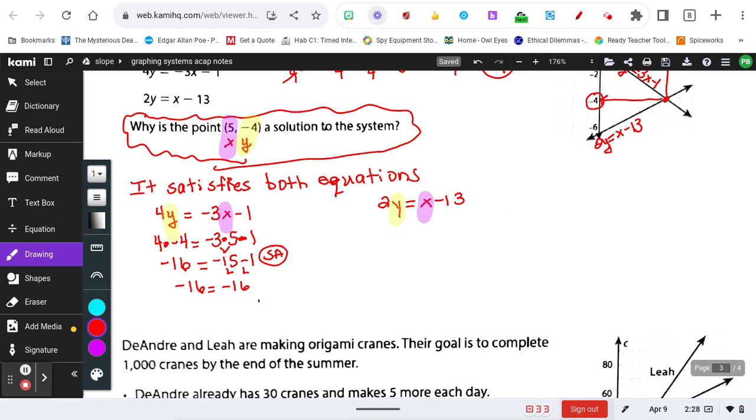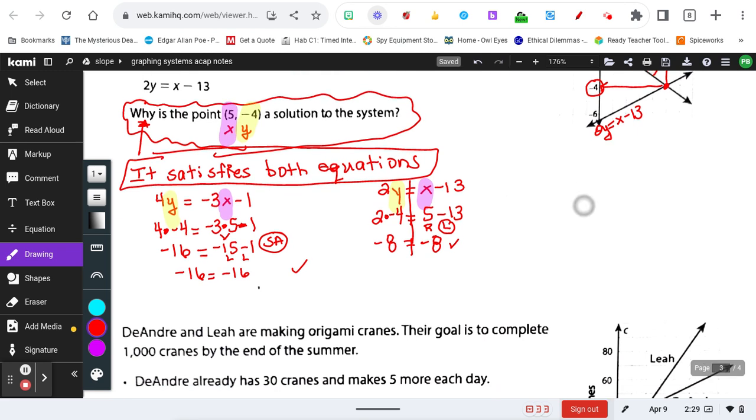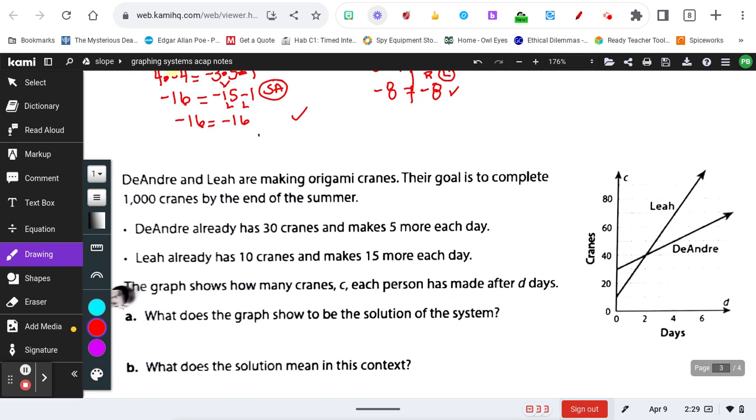Okay, let's take a look at this one. So we're going to end up with 2 times -4 equals what is x? 5 minus 13. Well, 2 times -4 is -8. And that goes right and that goes left. Those are different directions, different signs. Subtract. And it's more negatives than positives. So it checks out in both of them. So my answer is that it satisfies both equations. (5, -4) is a solution. It makes both sides of the equation equal in both equations.